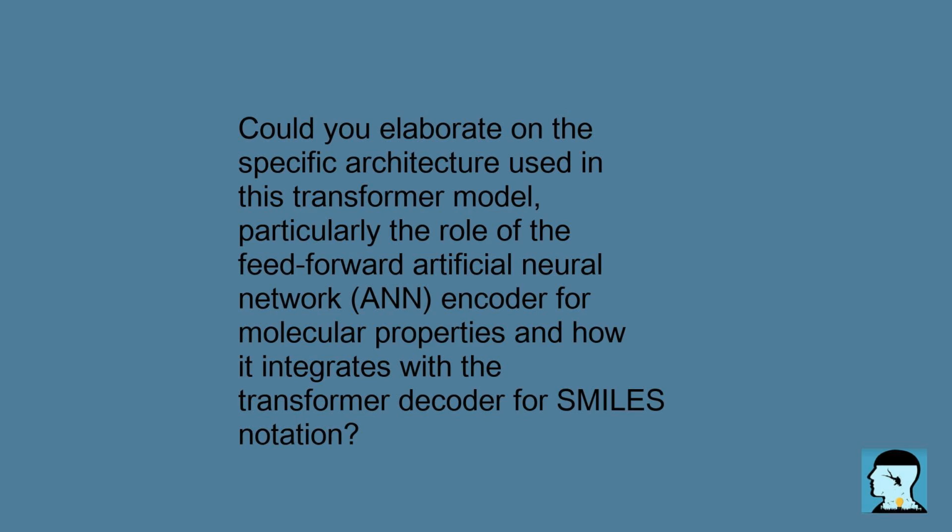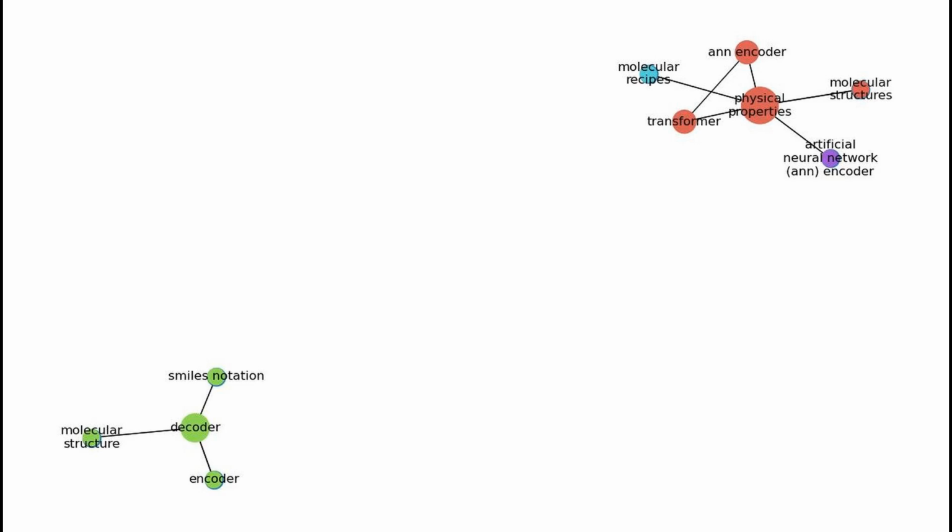Could you elaborate on the specific architecture used in this transformer model, particularly the role of the feed-forward artificial neural network, an encoder for molecular properties, and how it integrates with the transformer decoder for SMILES notation? The architecture of this transformer model is like a two-part machine designed to create new molecular recipes based on specific properties. In the first part, we have a feed-forward artificial neural network, an encoder that takes the desired physical properties as input. You can think of this encoder as a factory that takes raw materials, the physical properties, and processes them into a form that the machine can work with.